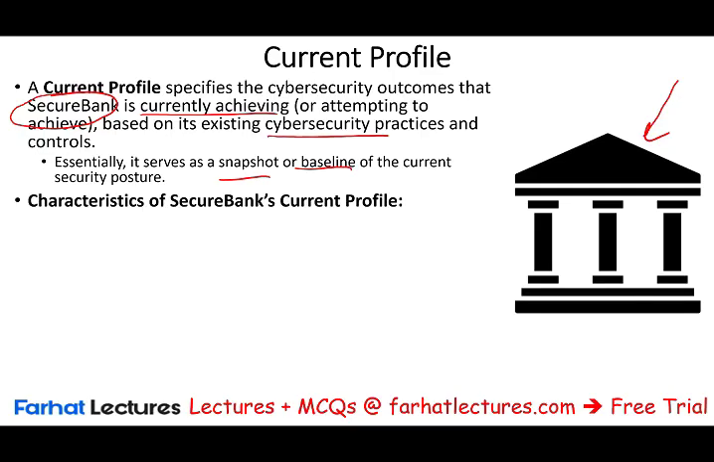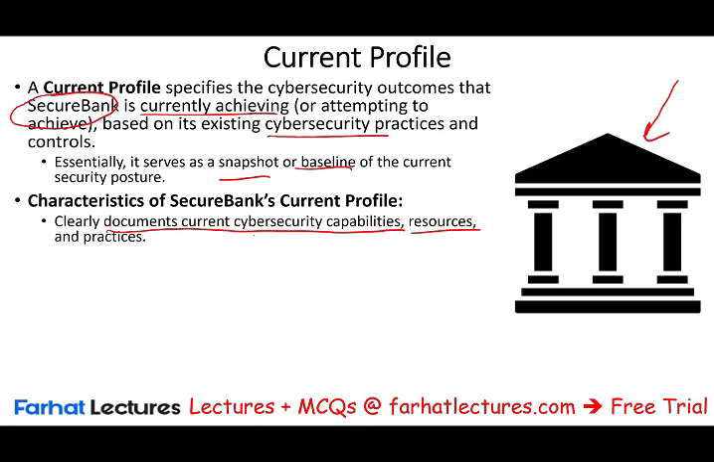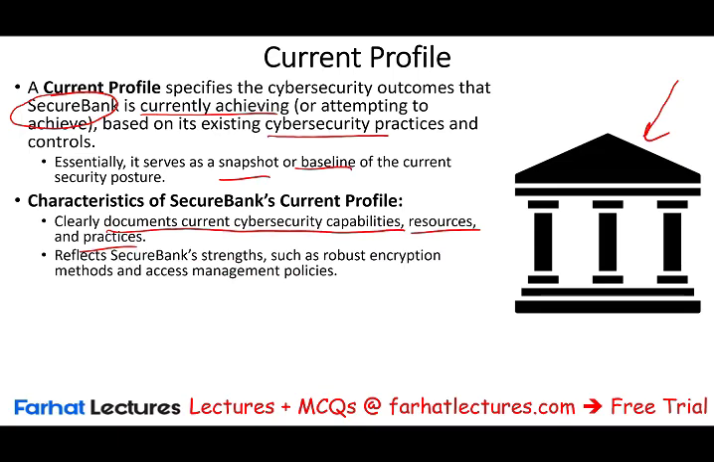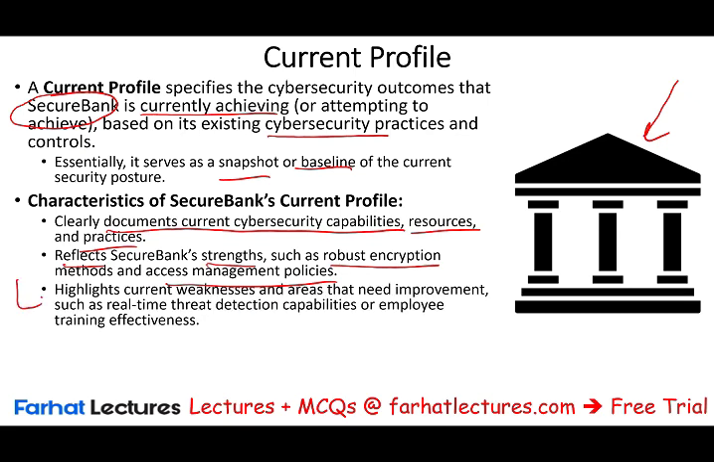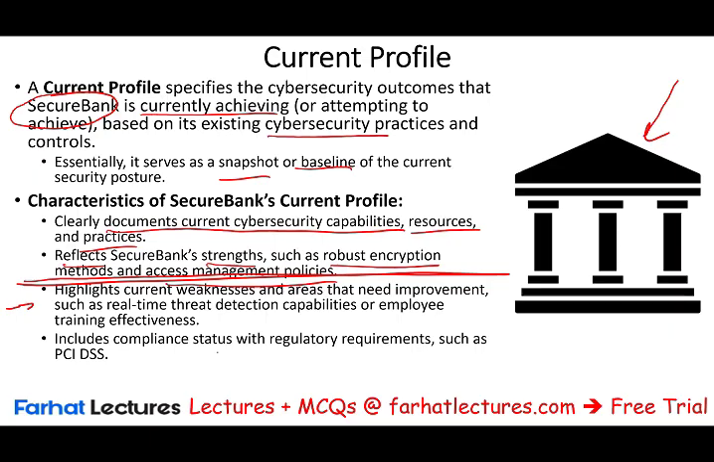For example, they would look at their information and say, currently, clearly document current cybersecurity capability, resources, and practices. This is what we have currently. Reflect the Secure Bank strengths, such as robust encryption methods and access management policies. This is what we have. And we highlight the current weaknesses and areas that need improvement, such as real-time threat detection capabilities or employee training effectiveness. So notice what happened here. They show you what they have and what they don't have. Include compliance status with regulatory requirements, such as the PCI DSS, which is the Payment Card Industry Data Security Standard.